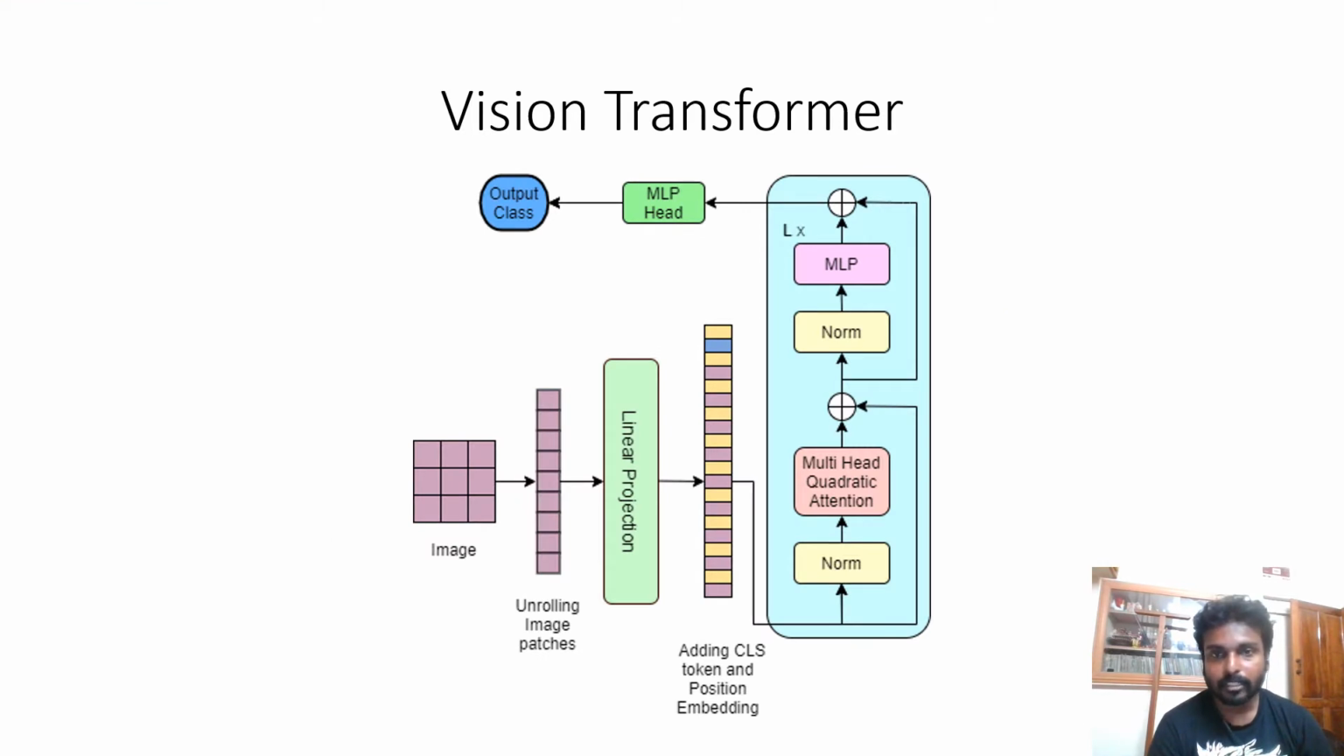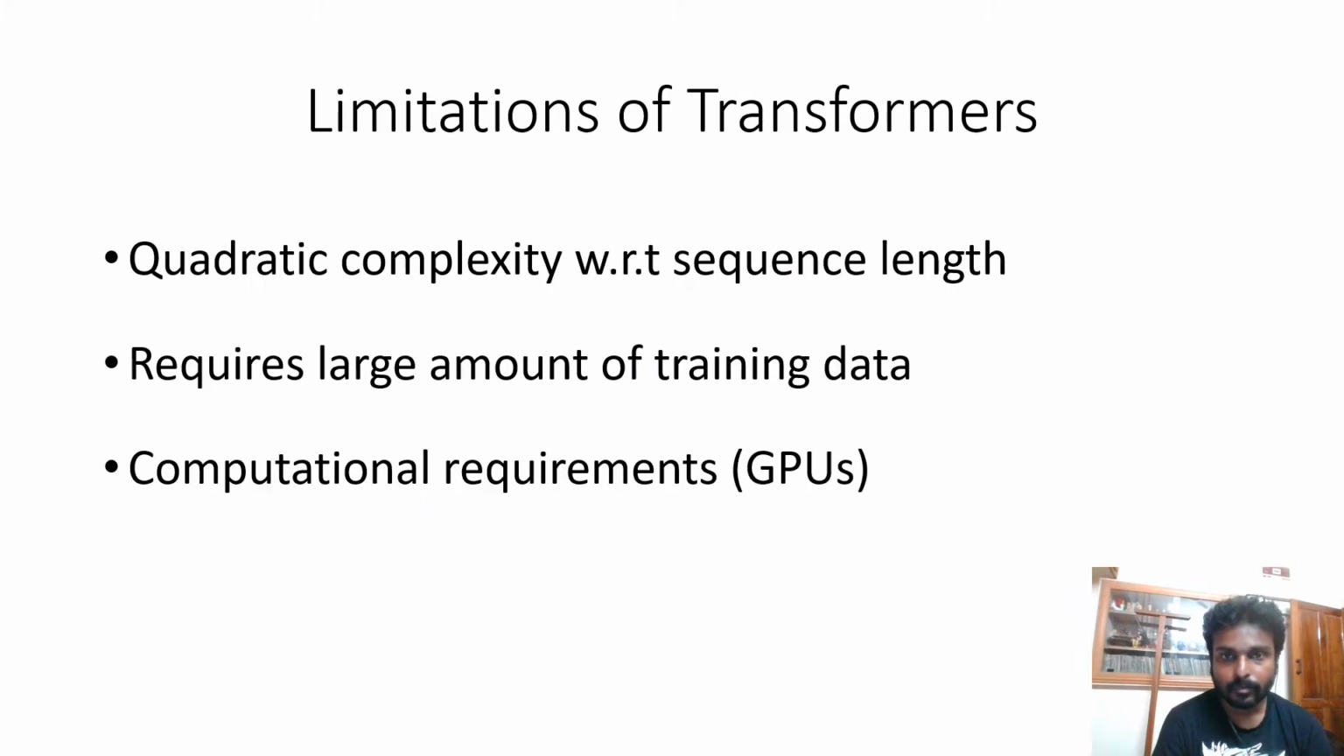The vision transformer has been very successful recently in image classification, where it has provided state-of-the-art results. The major limitation of using transformers in computer vision is the quadratic complexity of self-attention with respect to the sequence length, which requires a huge amount of computational resources, especially GPU. Also, since attention is a general architecture, it doesn't have the inductive priors which the CNN possesses. Therefore, it requires a large amount of training data to achieve the same performance as convolutions.